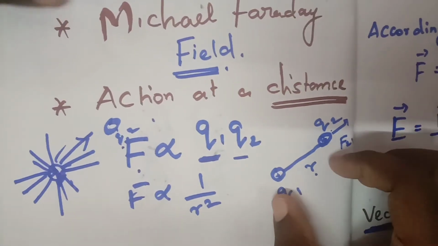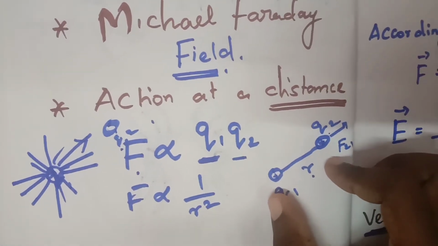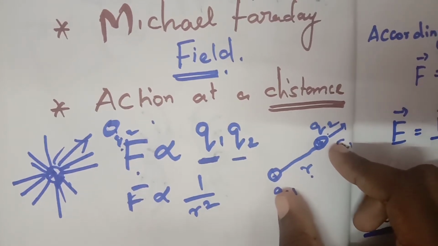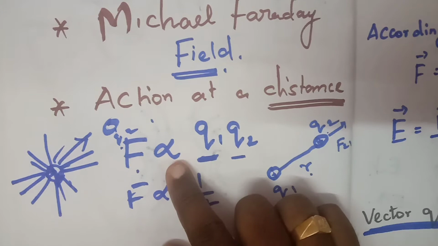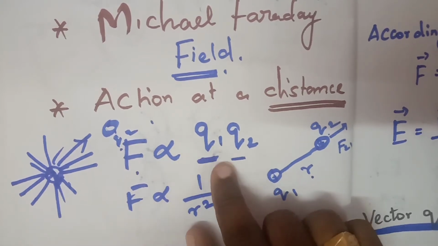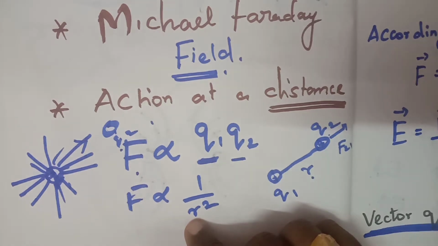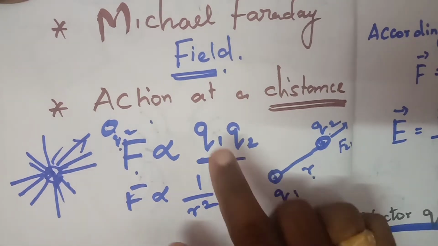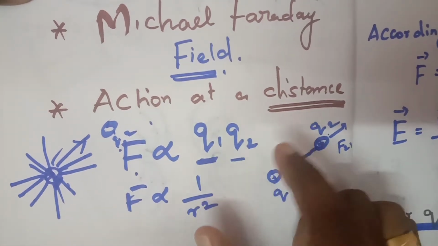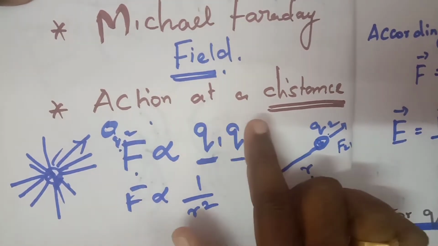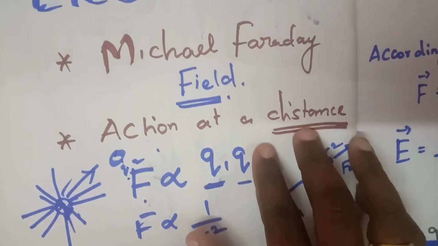Okay. Already we discussed Coulomb's law. Interaction between the two point charges was discussed there. The force of attraction or repulsion is directly proportional to the product of the charges and inversely proportional to the square of the distance between them. So, action at a distance: the force of attraction or repulsion between the two point charges is known as action at a distance.